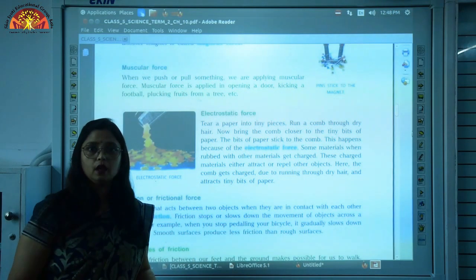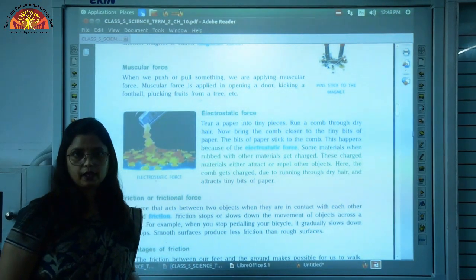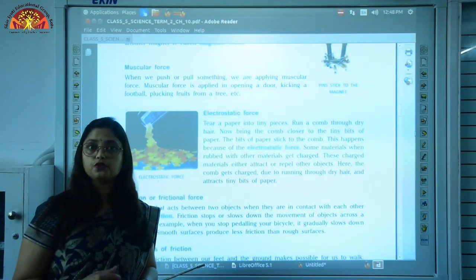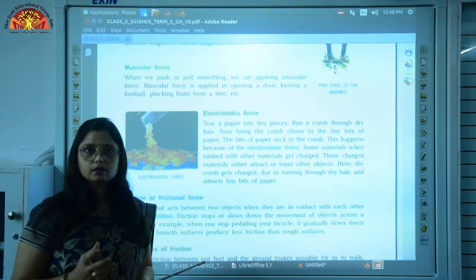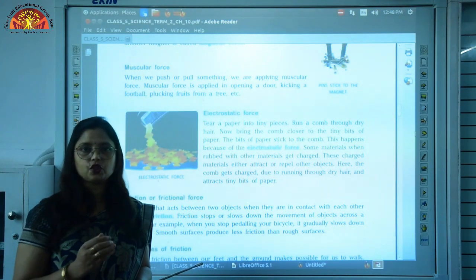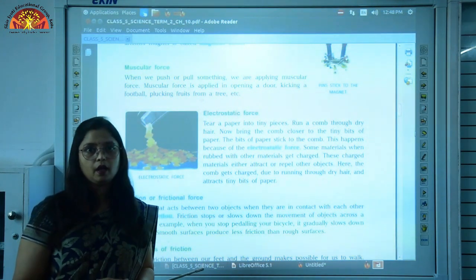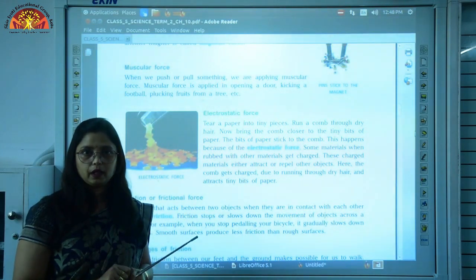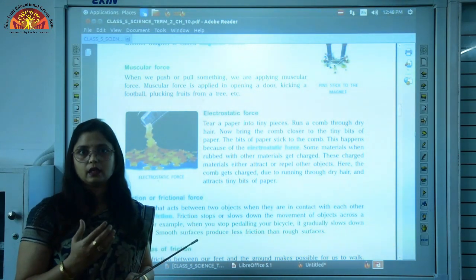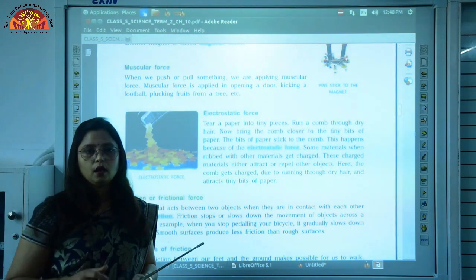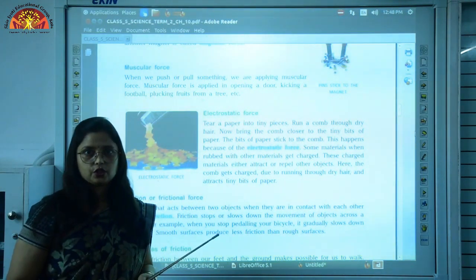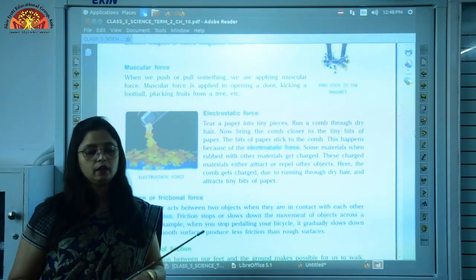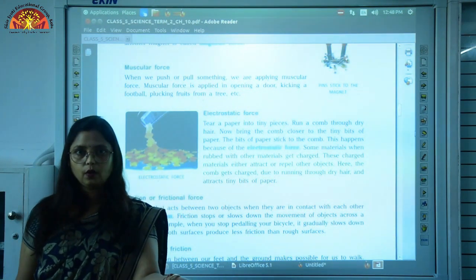So children, what is electrostatic force here? Electrostatic force is the force which is due to the presence of charged particles. Now substances or things have charged particles inside them. When we rub them, what happens at that time? When we rub something, these charged particles come to the surface. Now let me show you the demonstration of how these charged particles are attracted towards each other. So let us see the demonstration now.